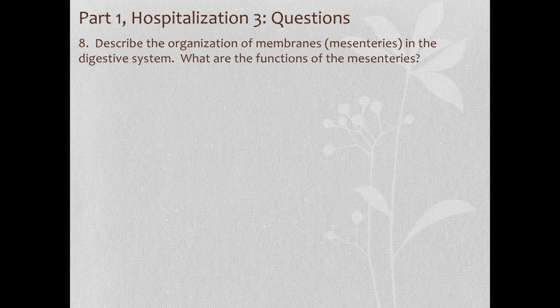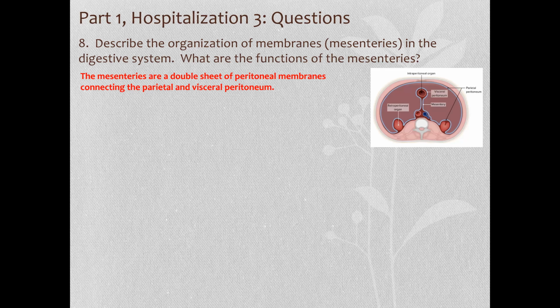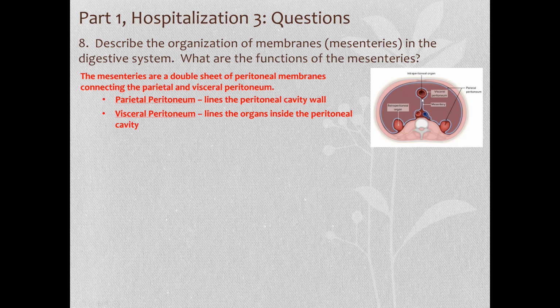So number 8, describe the organization of membranes, mesenteries, in the digestive system. What are the functions of the mesenteries? The mesenteries are a double sheet of peritoneal membranes connecting the parietal and visceral peritoneum. As you can see in this image, to remind you, the parietal peritoneum is lining the peritoneal cavity wall, and the visceral peritoneum is lining the organs inside the peritoneal cavity. So the mesentery is the double sheet of membrane connecting the two.